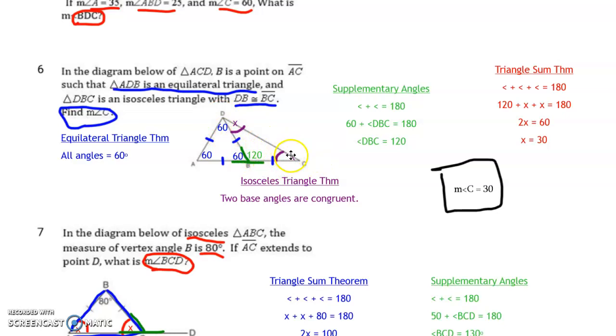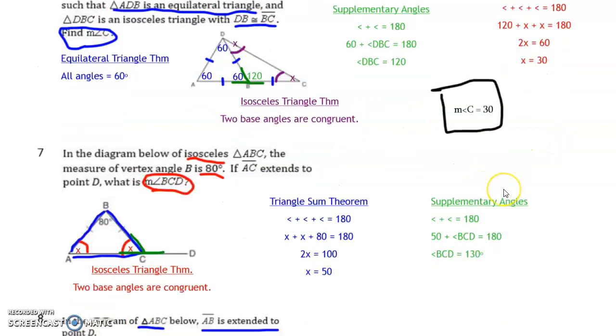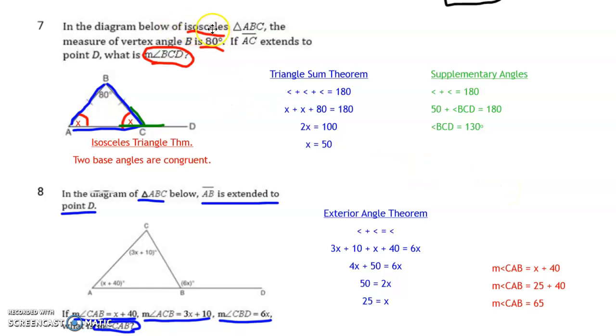I color-coded these in purple because I identified that it's an isosceles triangle. The 2 base angles are congruent. Once I know that, 120 plus 30, that's what we got over here, is equal to 180. So the measure of angle C is equal to 30. For question 7, it's an isosceles triangle again.